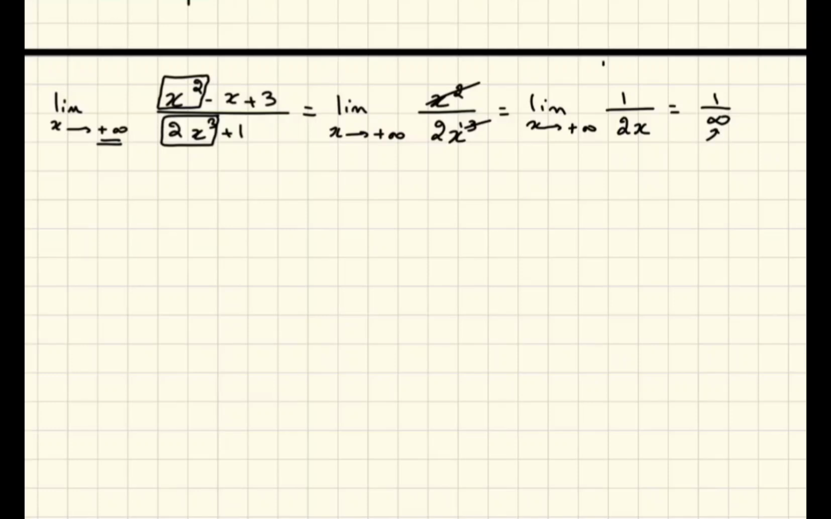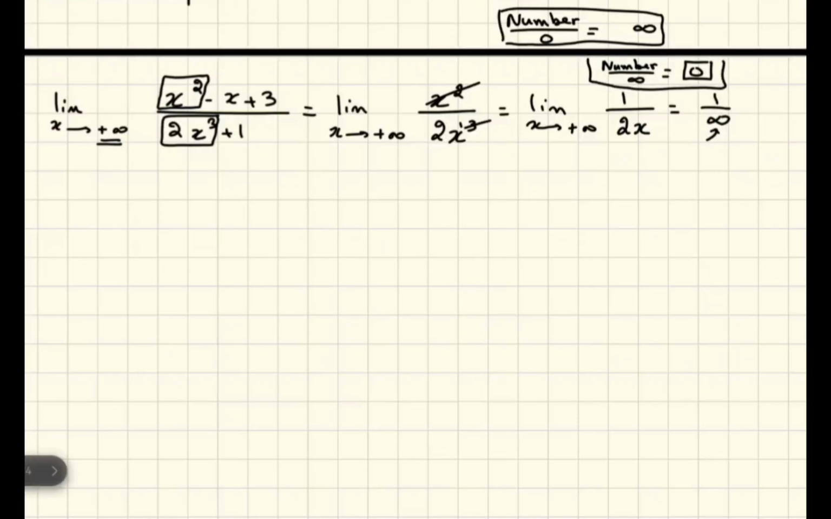And whenever we have a number over infinity, as I said before, the answer is 0. I think I also mentioned before, number over 0, and this answer is infinity. So these will help us evaluating the limits. So once I get 1 over infinity, I know that my answer is 0.